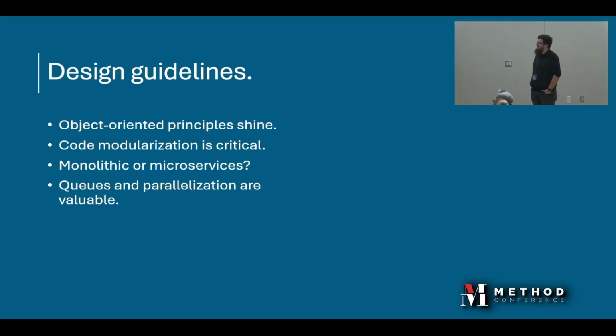So here are some design guidelines that we kind of figured out, and you guys will probably resonate with. Object-oriented, right? If we just have a chat thing, sending chat messages is really reusable. Object-oriented shines. Code modularization is critical. I'll talk about it on the next slide, but the big reason for that is so you can organize your code, obviously.